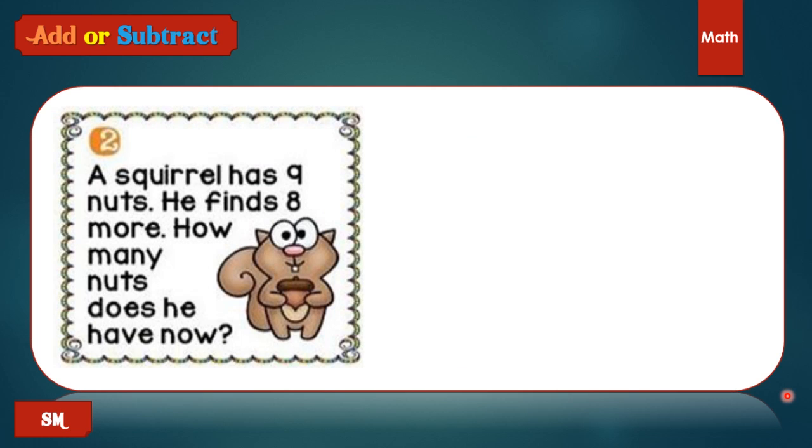Now, let's take another one. In your supporting material, it says a squirrel has 9 nuts. Okay, I have 9. Or the squirrel now has 9. He finds 8 more. Okay, there is another 8. How many nuts does he have now? Okay, he wants to know all the nuts that he has now. He said he has 9. Then he finds 8 more.